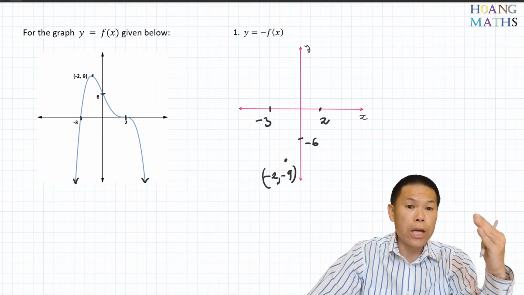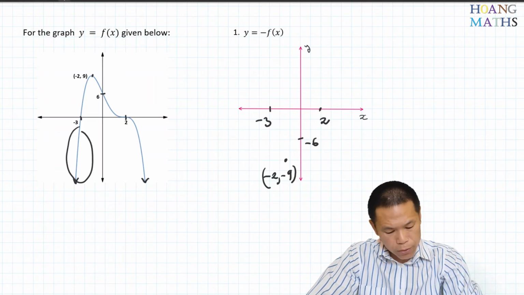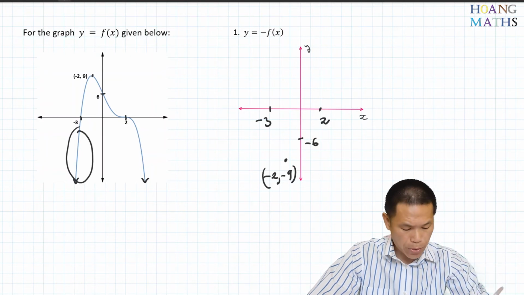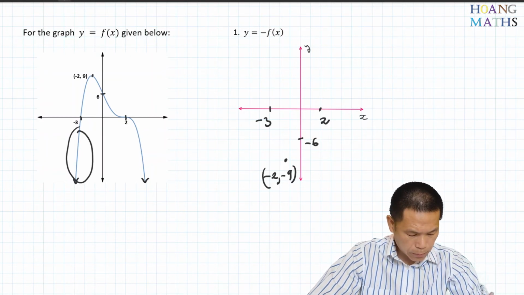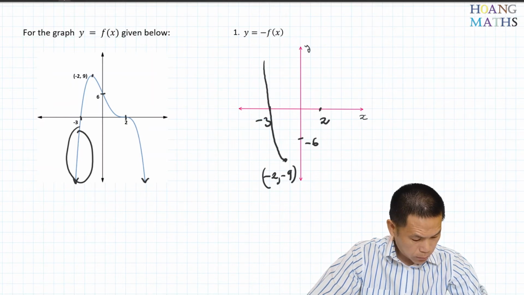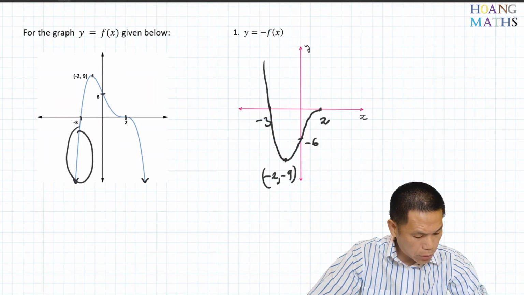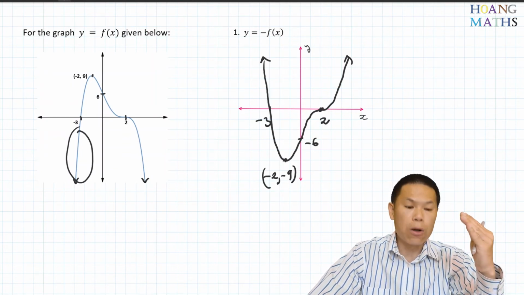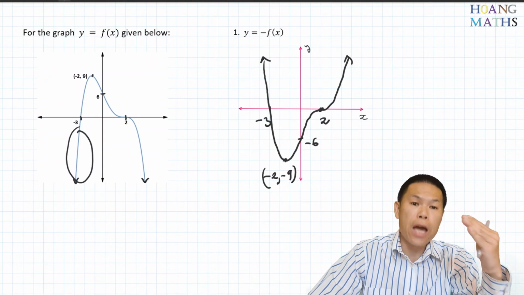So now we just sketch it. This part here, if you're not sure, the negative becomes positive. Start from the top, we go down. So we go like this. And it is a point of inflection. There you go. So this is negative f of x.